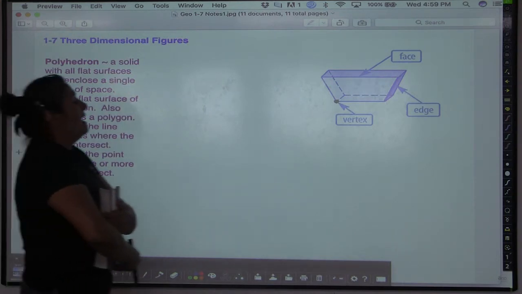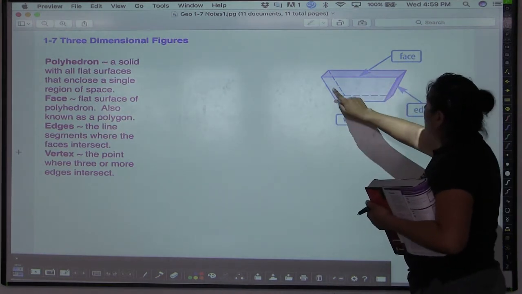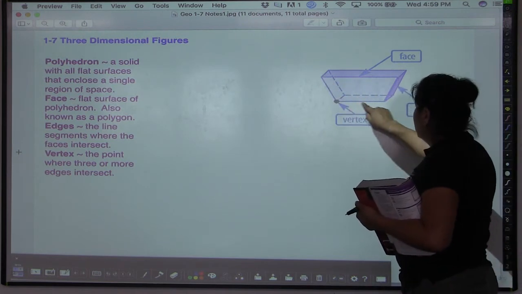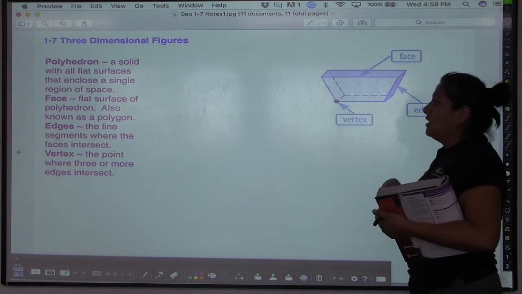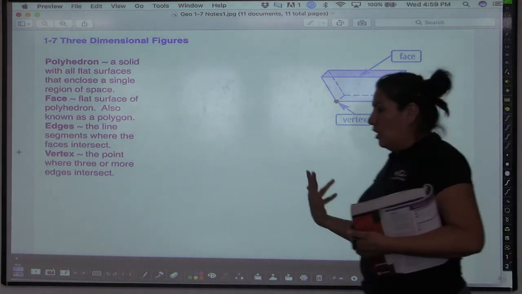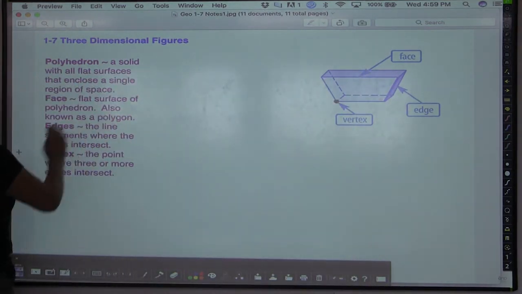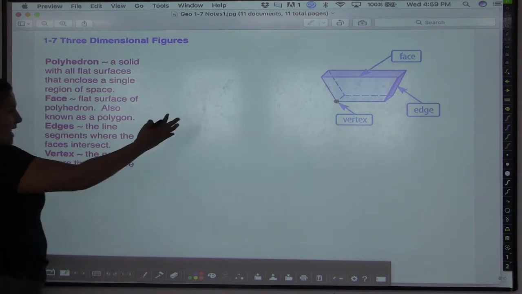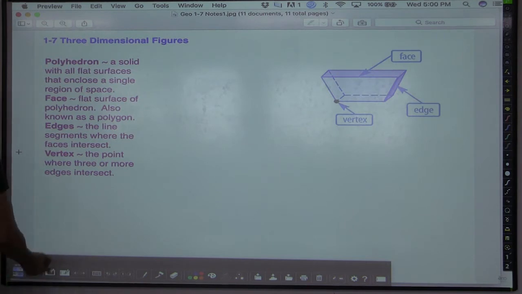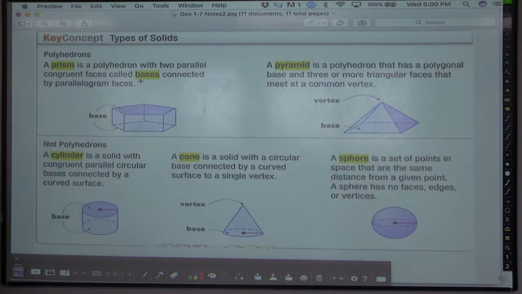So what I mean by that is that you can see here the faces are all the flat surfaces of this figure. And when you look at the shape of that flat surface, in this case it happens to be a trapezoid. So all of those flat surfaces are going to be in the shape of a polygon. If you know what polygons are, like quadrilaterals, hexagons, pentagons, all of the faces will have the shape of a polygon. Okay, and then edges are the line segments where the faces intersect. And then a vertex is the point where three or more edges intersect, and we can see that in the diagram.